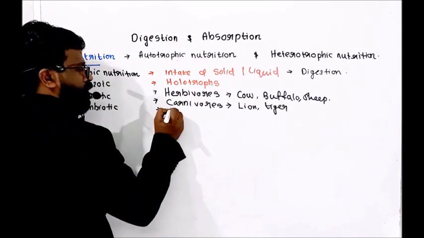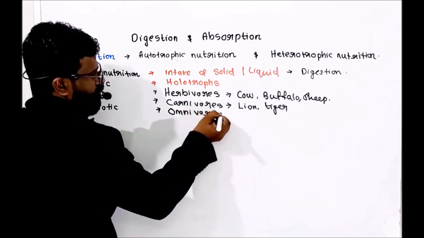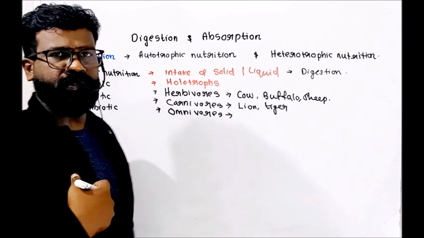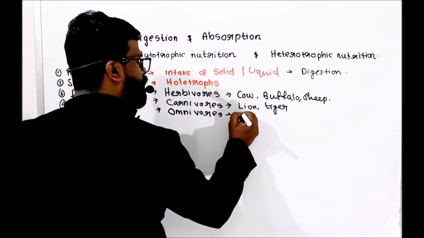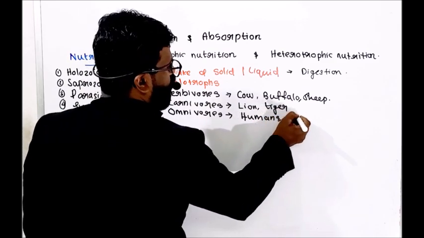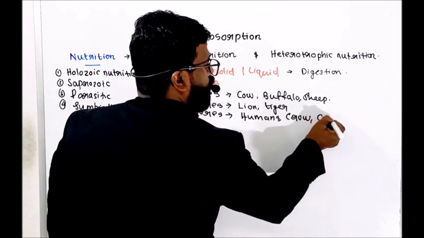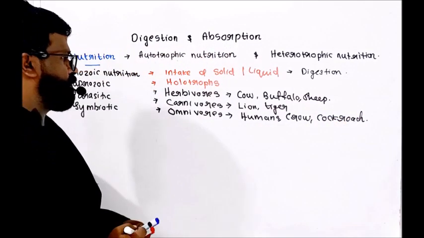Then omnivores. We humans are omnivores. The type of food is mixed, both plant and animal part. Omnivores: humans, crow, cockroach.